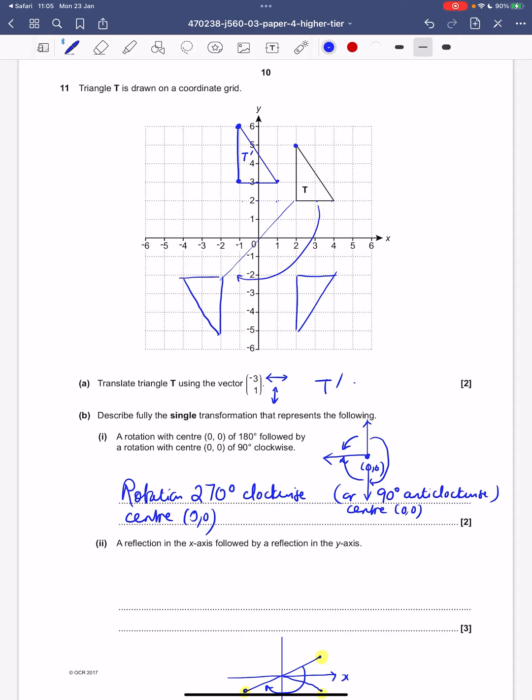With your tracing paper, 180 degrees centre 0, 0. But you could trace this first triangle here. This is where it ends up after the reflections. And then if you rotate it 180 degrees, you'll see that it ends up there. Okay, so this is a rotation. 180 degrees. When it's 180 degrees, you don't need to worry if it's clockwise or anti-clockwise. It'll be centre 0, 0.